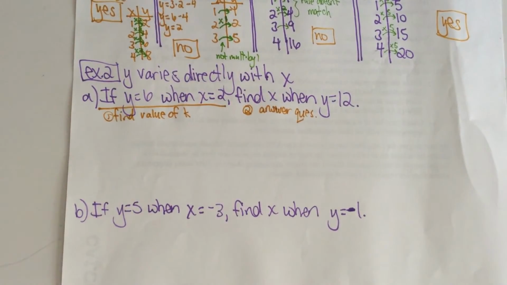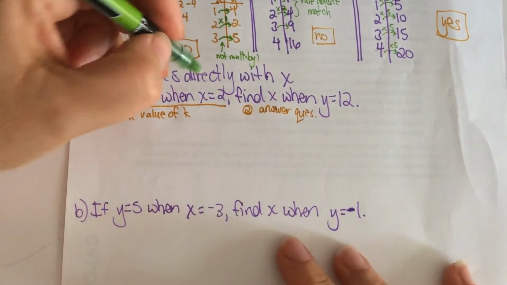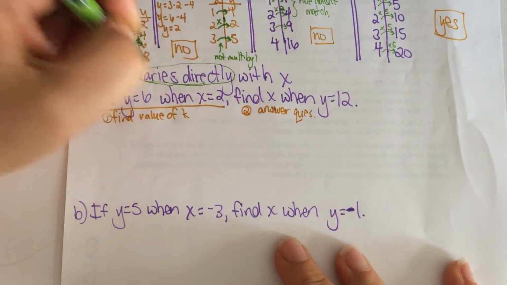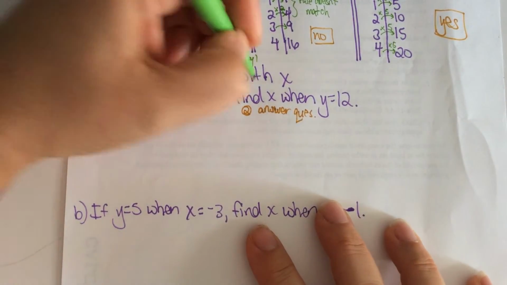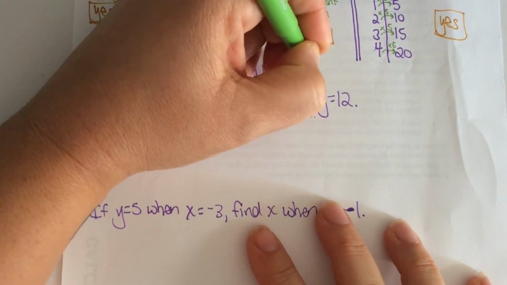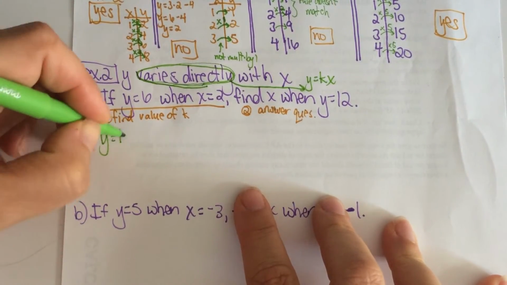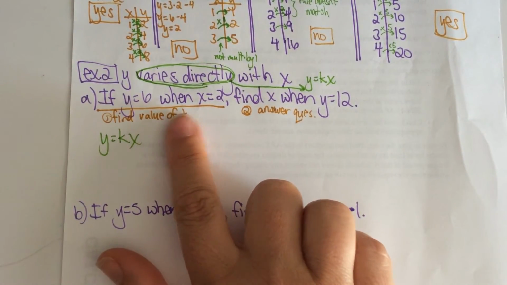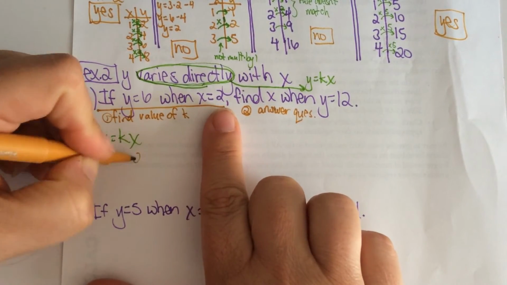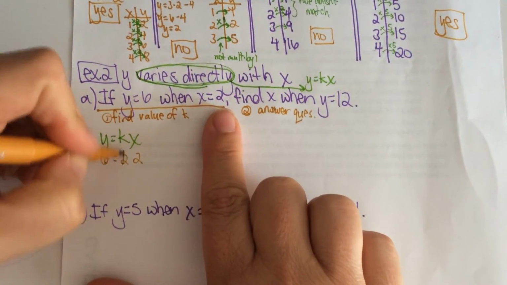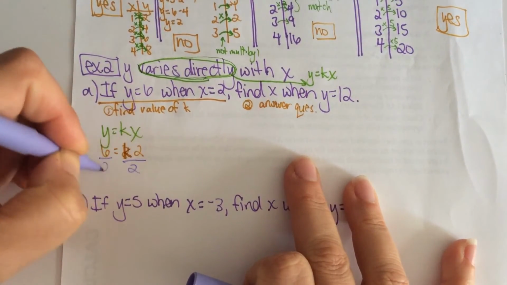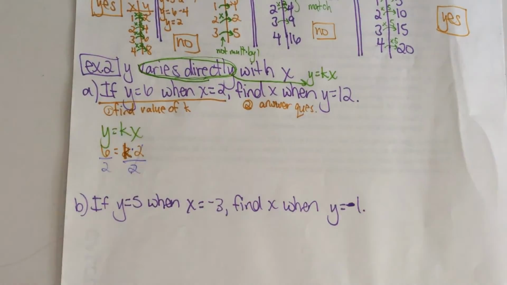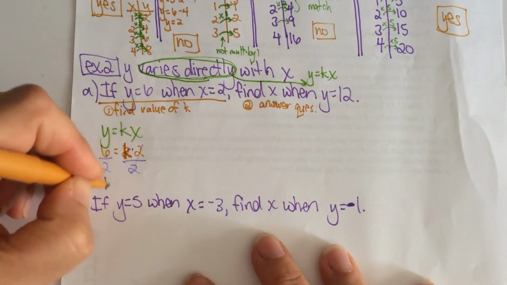As soon as I see the words varies directly or direct variation, I need to think about y equals k times x. So I'm going to use the first set of information. I'm going to plug the y in, and I'm going to plug the x in, and I'm going to solve for k. And hopefully you already know how I'm going to solve for k. Get rid of multiplication with division, right? So I end up with k equals 3.